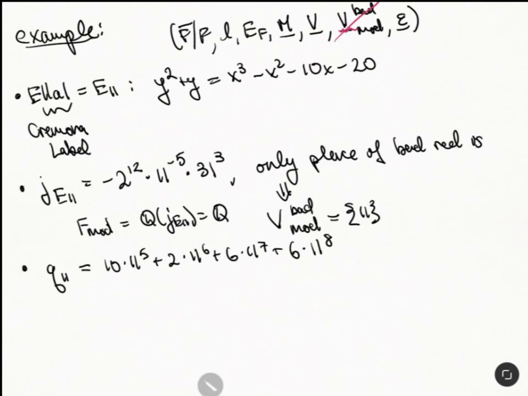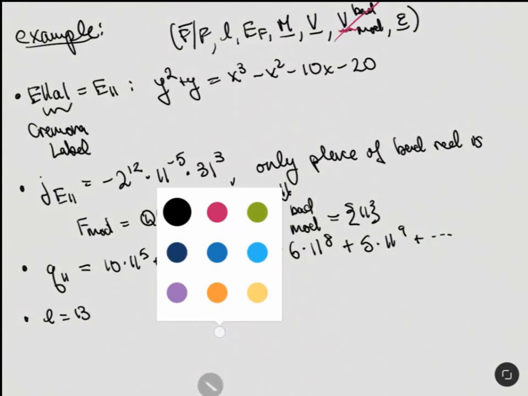Yeah, and then plus 5 times 11 to the 9th, etc. Okay, so what we can do is pick L equal to 13. This will be admissible.